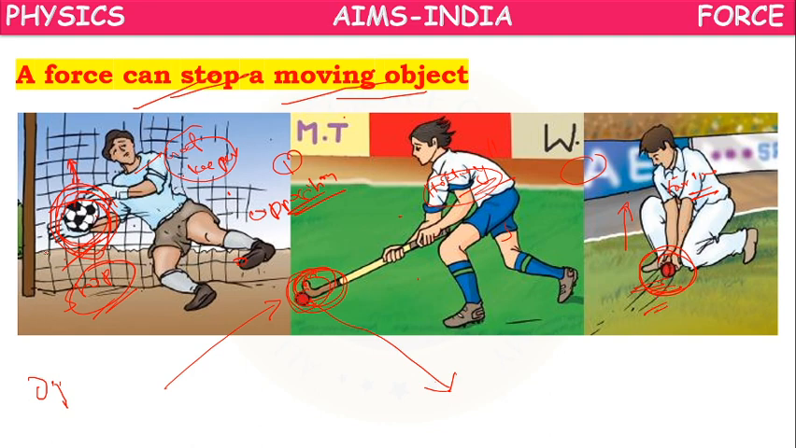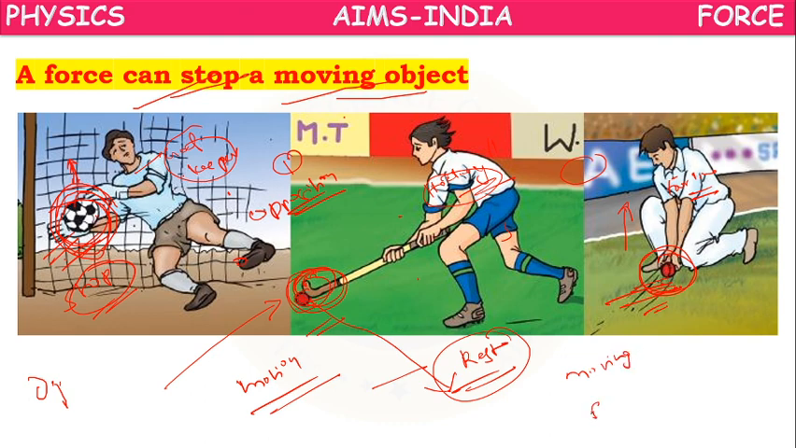So here, if you take the example of football or hockey ball or cricket ball, all of them are in what? Initially they are in motion. So after stopping, now they are at rest. Means a moving object can be stopped. How? By applying force.